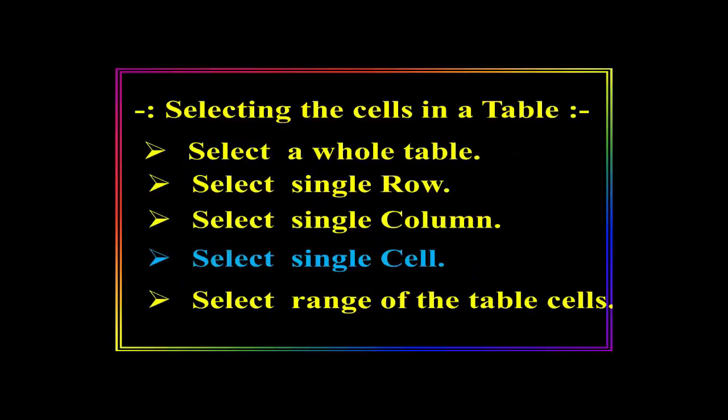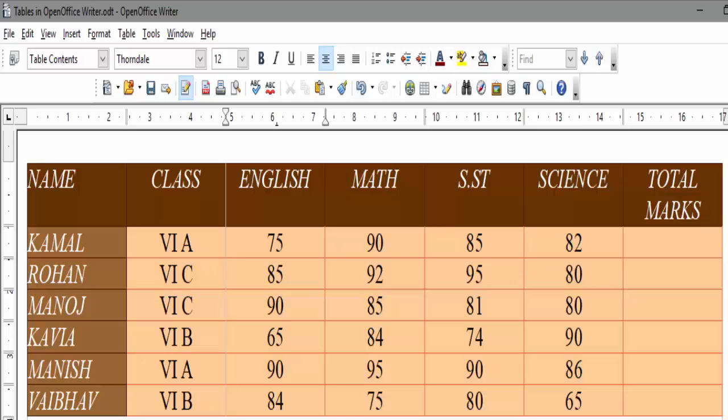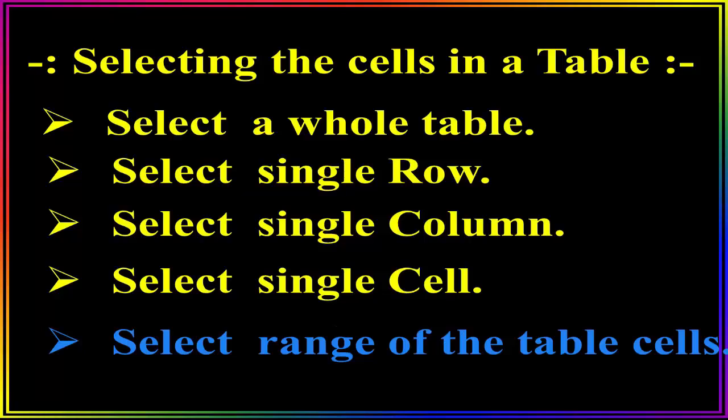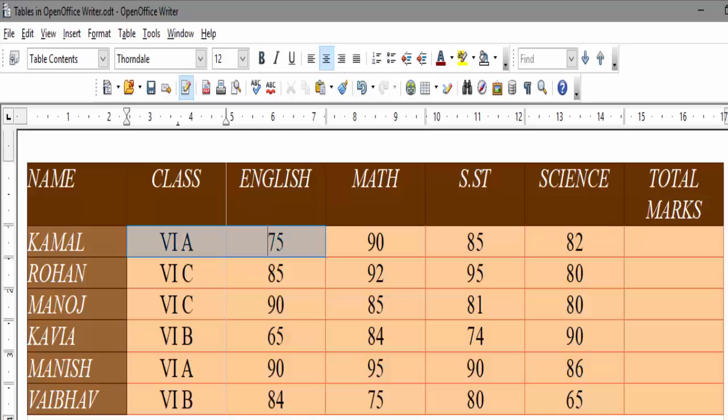Now how to select a single cell? To select a single cell, you can click the left mouse button on that cell and it will be selected. Now how to select a range of table cells? For that, click and drag the mouse over the cells that are to be selected and release the mouse button in the last cell. In this way you can select a range of cells.